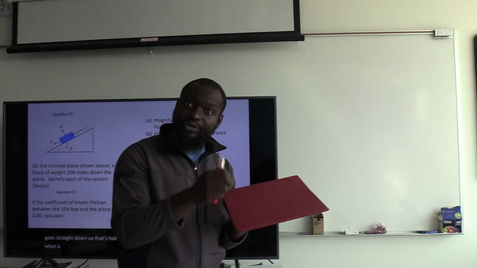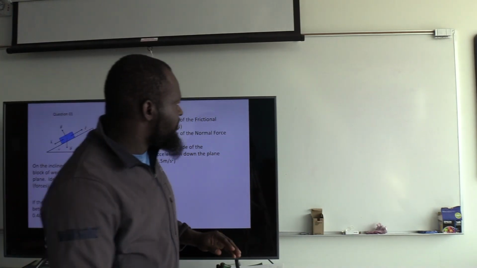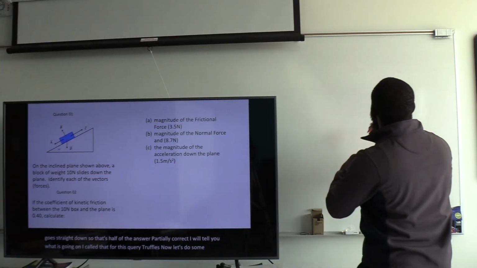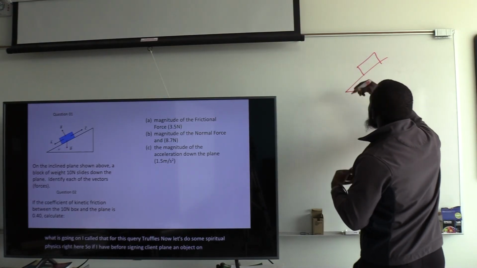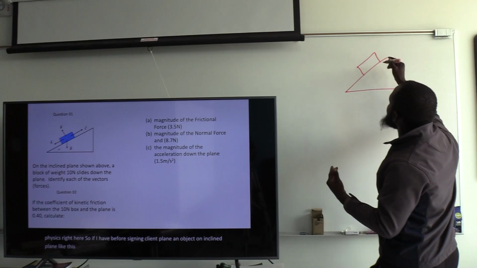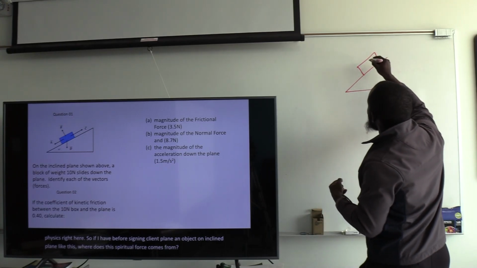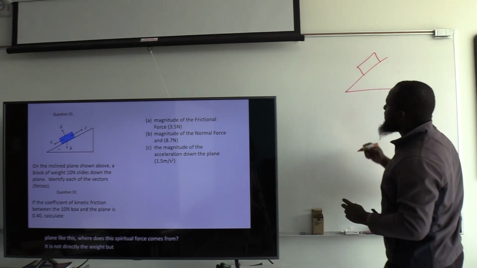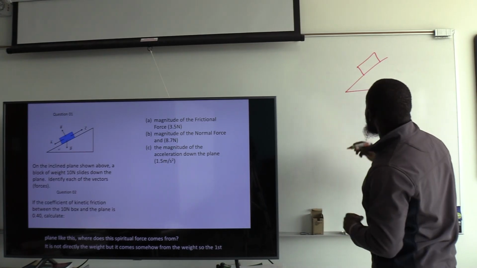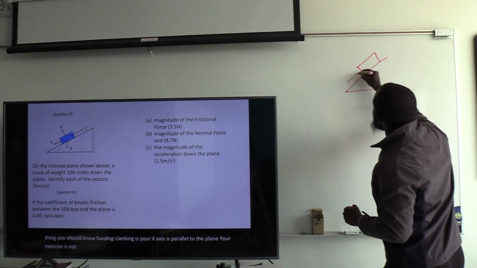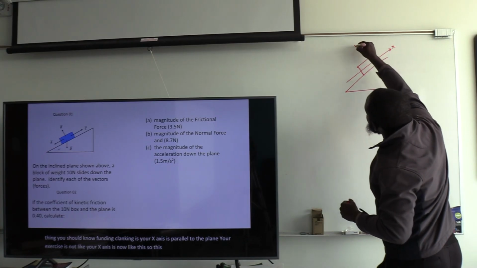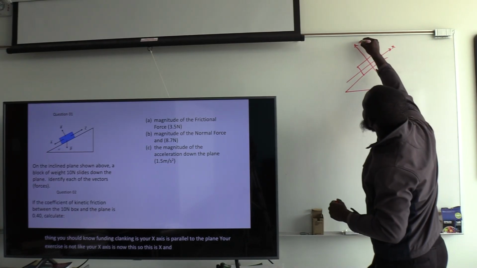I call that force the spiritual force. Now let's do some spiritual physics right here. So if I have an object on an inclined plane like this, where does the spiritual force come from? It is not directly the weight, but it comes somehow from the weight. So the first thing you should know for an inclined plane is your x-axis is parallel to the plane. Your x-axis is not like this. Your x-axis is now like this. So this is x. And your y is perpendicular to the plane. This is y. Is that okay?